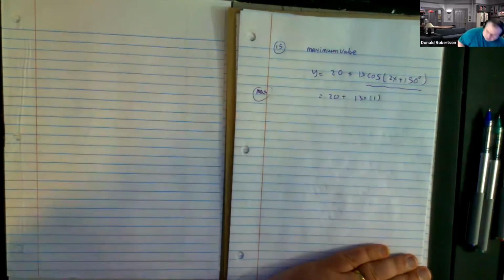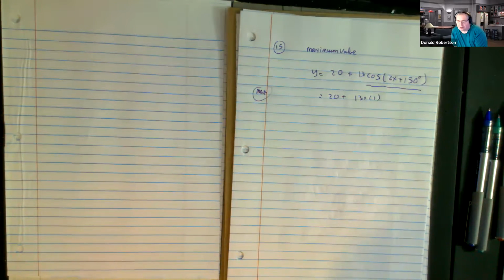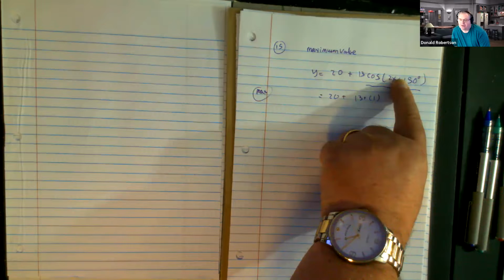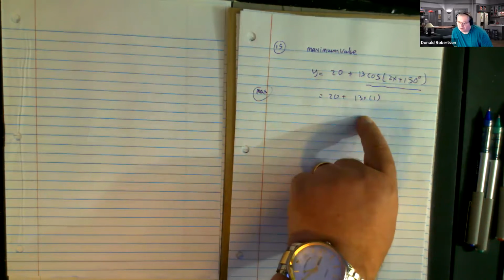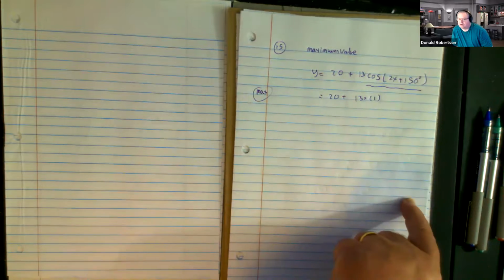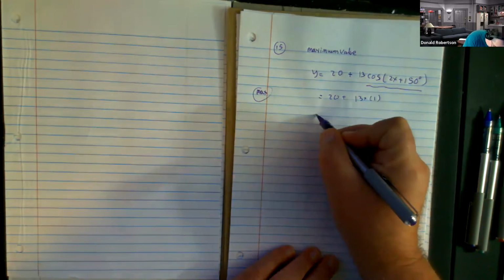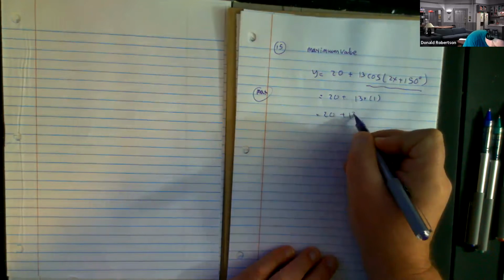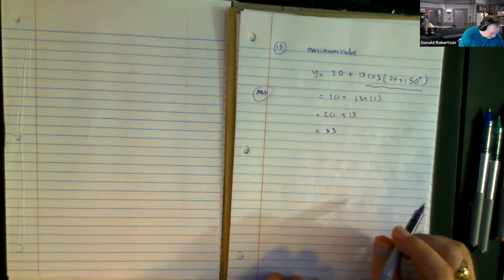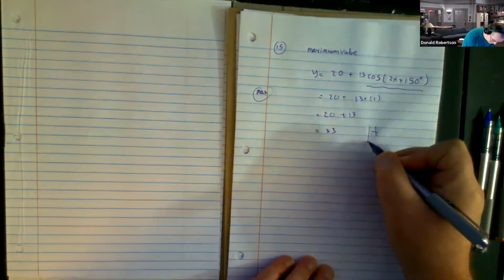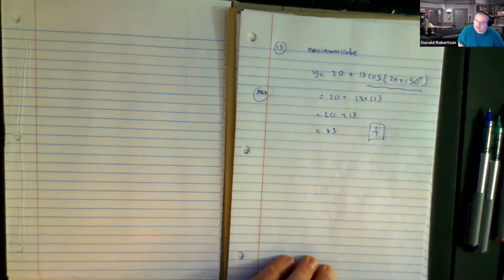So see all that 2x plus 150 degrees? Doesn't matter. Couldn't that be 22x minus 1,000,000 pi? Still doesn't matter. Anything that goes here doesn't affect this guy, because the worst case scenario is 1 and down to -1. So what we're looking at here is 20 plus 13. And so the answer would be simply 33. And 33, because evidently I like picking A's, is A.